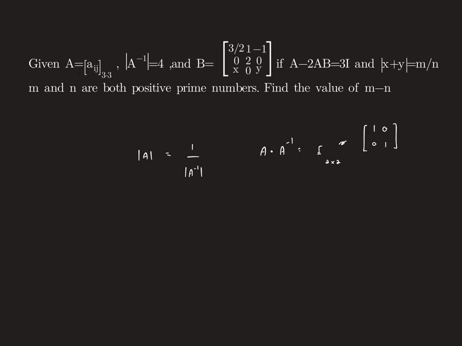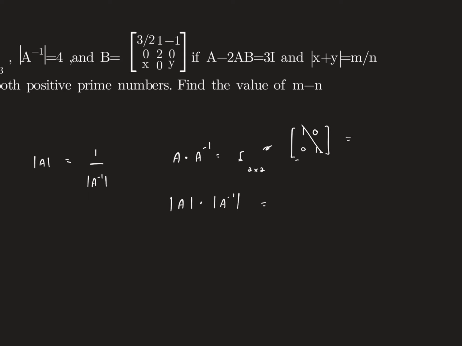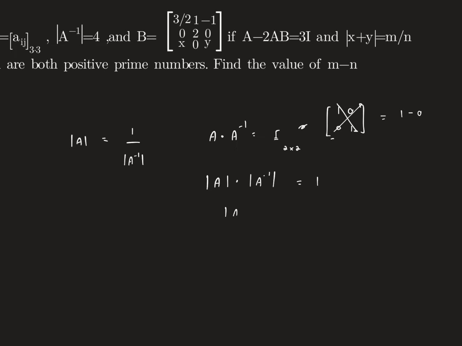So we all know that if we take the determinant of both sides, what we'll get is the determinant of matrix A times matrix A inverse, but it can also be written as the determinant of matrix A times the determinant of matrix A inverse, which equals the determinant of matrix I, which in this case is equal to 1 minus 0, which is 1. So we know that the determinant value of matrix A equals 1 divided by the determinant value of matrix A inverse. So here is the proof why.